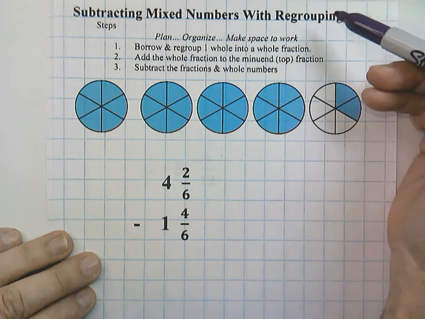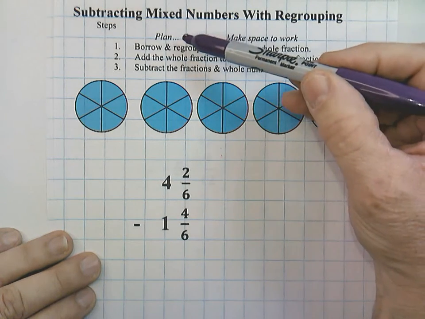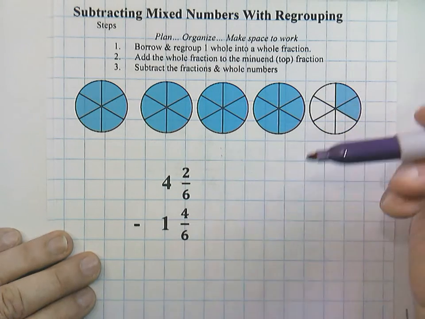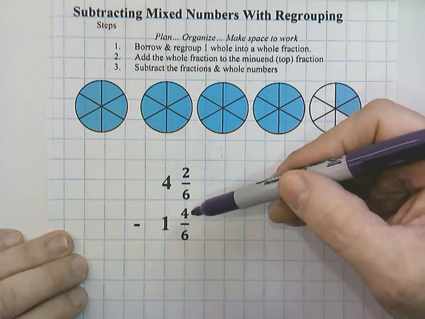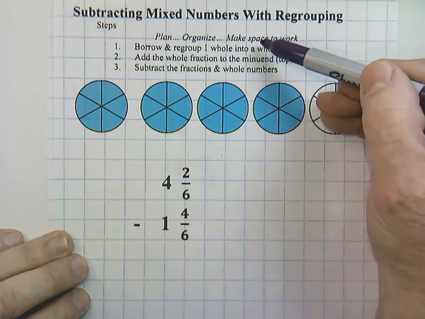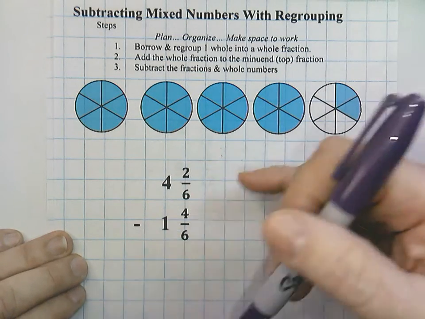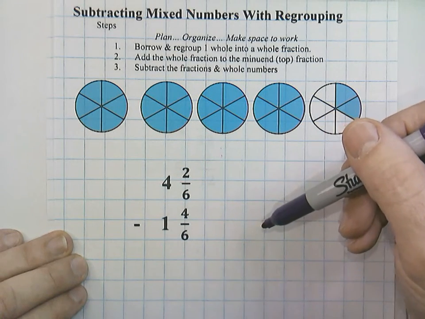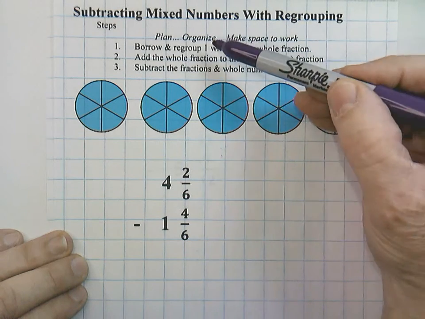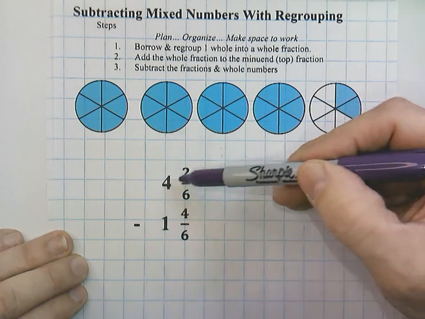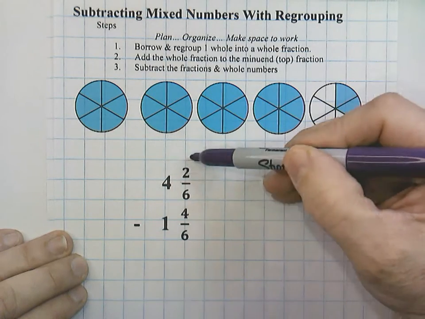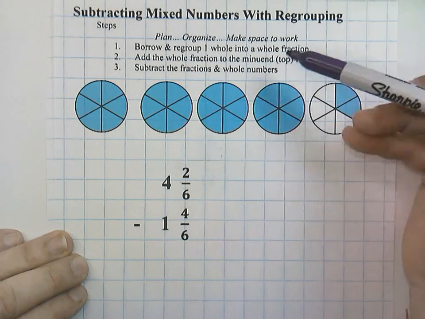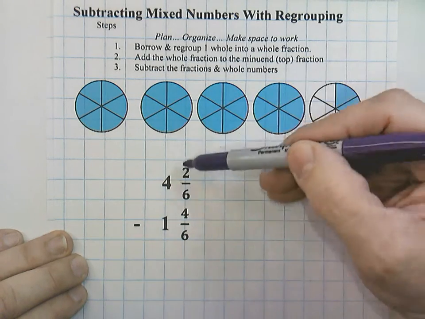When you subtract mixed numbers with regrouping, it's really important to plan out your work and organize yourself. I like to stack them one on top of the other. It's not the only way you can do it, but it's a really good way to keep organized. Make sure that you have lots of space to work, and paper to work on. Our steps are easy. We're going to borrow and regroup from the ones, turn that 1 into a whole fraction, add your whole fraction to the top fraction, and then go ahead and do your subtraction.